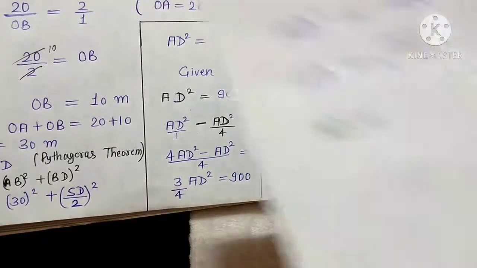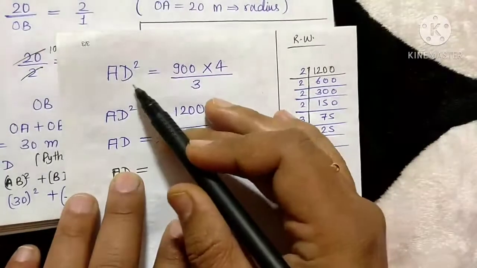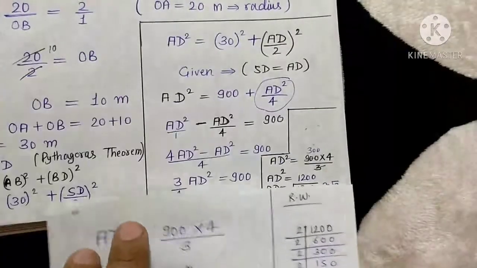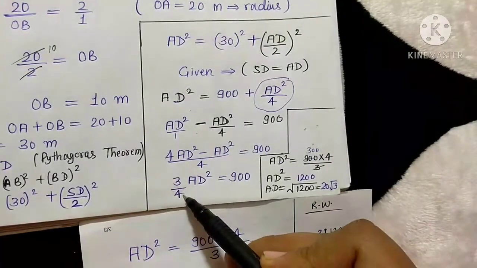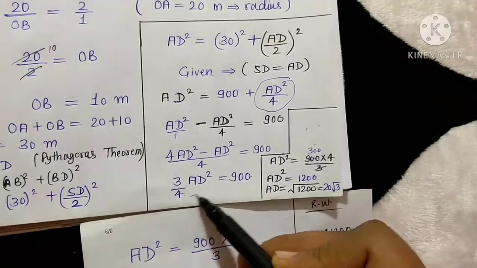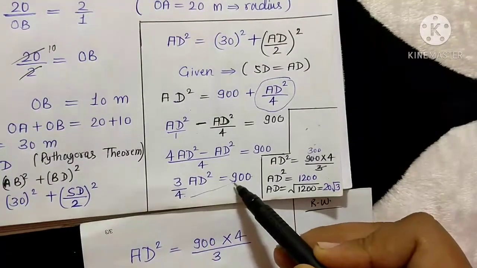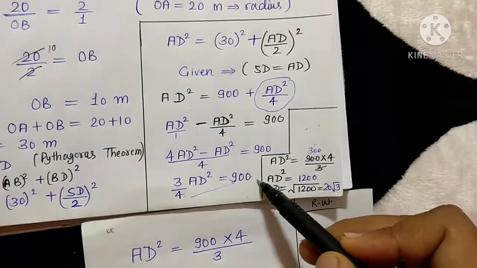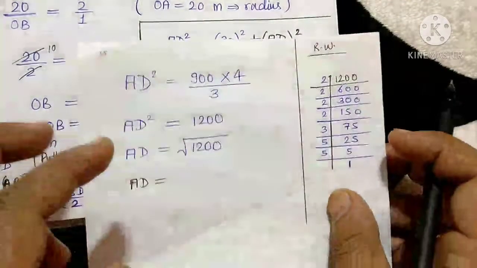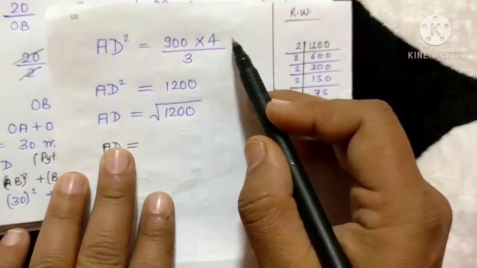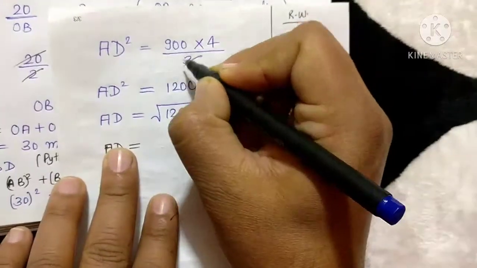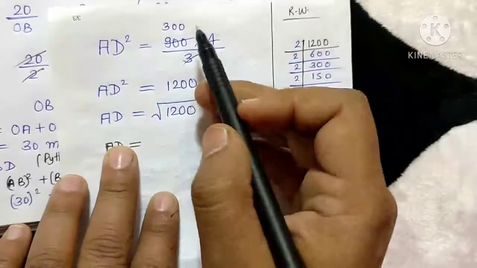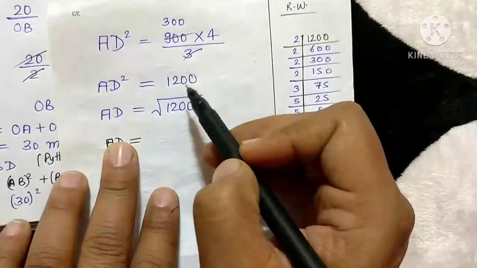3 AD square upon 4 equals 900. Okay, now do forwards. AD square equals 900 into 4 upon 3. How does it come? Just check here. I have taken this one towards upside. 900 cross multiplication, so it will go upside. So 900 into 4, and this 3 will come downside. So 900 multiply by 4 upon 3. Now 3 3s are 9, 00. Okay. Now 4 3s are 12 and 00, 1200.